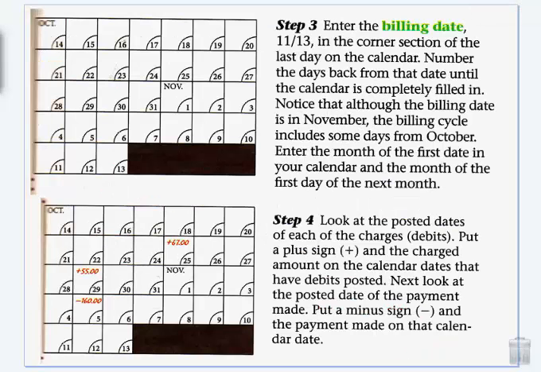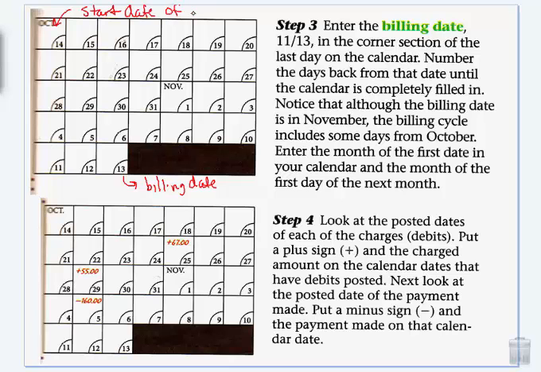The next part is we enter the billing date on the last day. The 13th is down here. So this is the billing date, and then we count backwards. So this is November 13th. We go 12, 11, 10, 9, 8, 7, 6, 5, 4, 3, 2, 1. And then we hit October. 31st, 30, and we count backwards. So this is the starting date of the billing cycle.